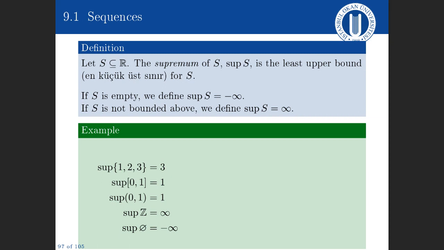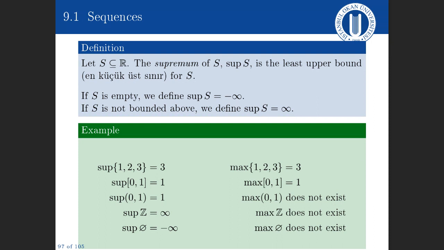So, for example, the supremum of the set 1, 2, and 3 is 3. The supremum of the closed interval from 0 to 1 is 1. The supremum of the open interval between 0 and 1 is 1. The supremum of the integers is infinity, and the supremum of the empty set is minus infinity.